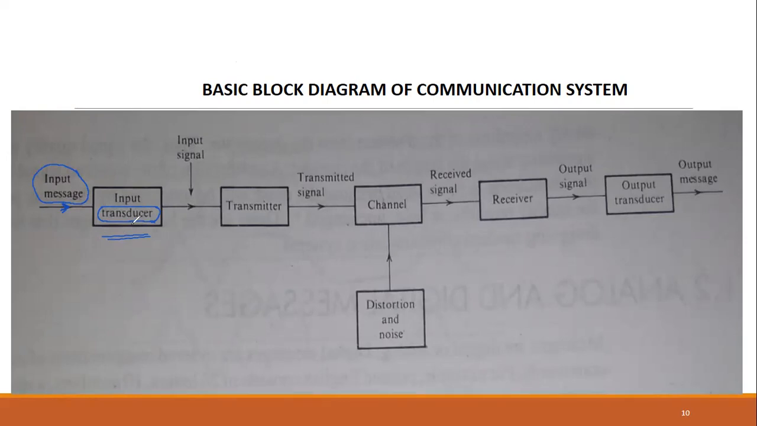Anybody else? So the input message, in which form can it basically be? Which type of signal? Sound. Yes. Yogesh? Yes, sir. In the form of sound energy. Okay, sound is possible. The first input signal may be sound signal. Anything else? So electrical signal. Okay, electrical signal. Anything else?